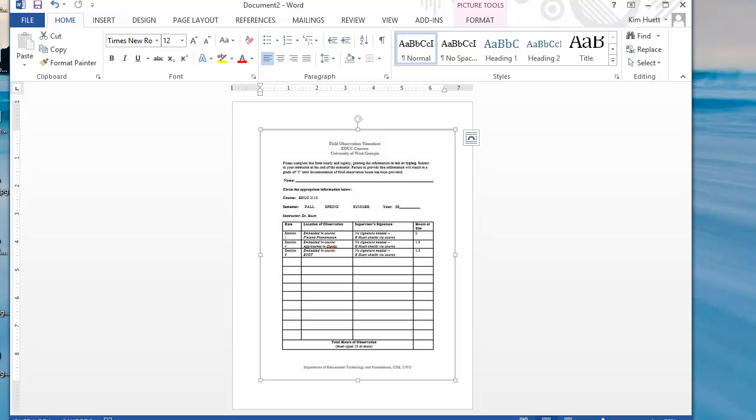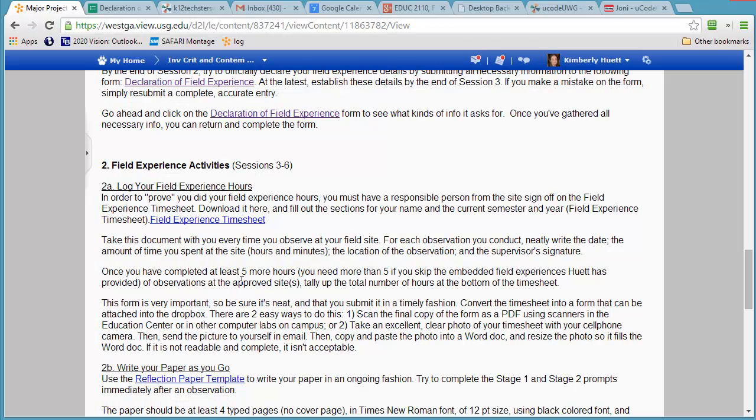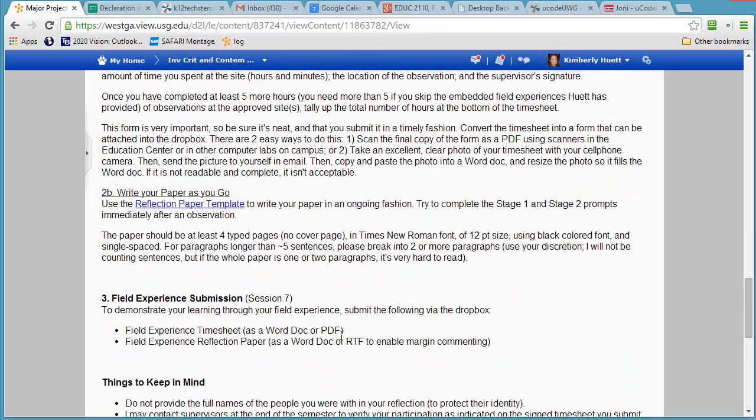Okay, I've beaten this horse to death, haven't I? Okay, back to this assignment. So that's another way you can do it. So you can use a scanner, or you can maybe use a smartphone, for example, take a really good picture. There's other ways to probably do it as well that I'm not thinking of.